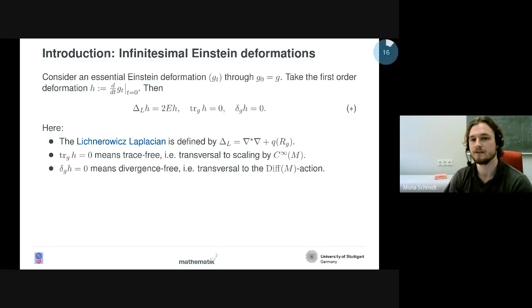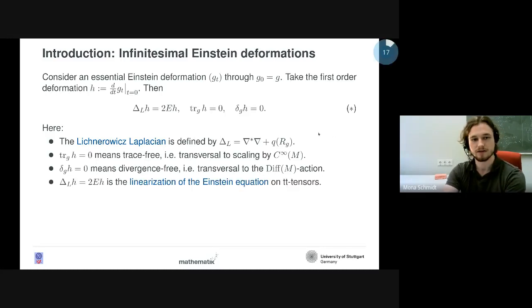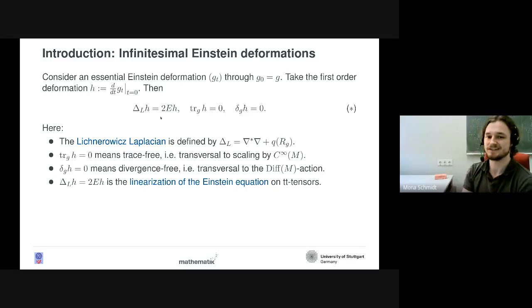The third condition means that the divergence vanishes. The divergence operator has a little index g because it also depends on g. It is defined in terms of the Levi-Civita connection. And this, in a sense, means that it's transversal to the action of diffeomorphisms. The first equation here is the linearization of the Einstein condition when you restrict it to these TT tensors, where TT stands for trace-free and transverse, meaning just trace-free and divergence-free.